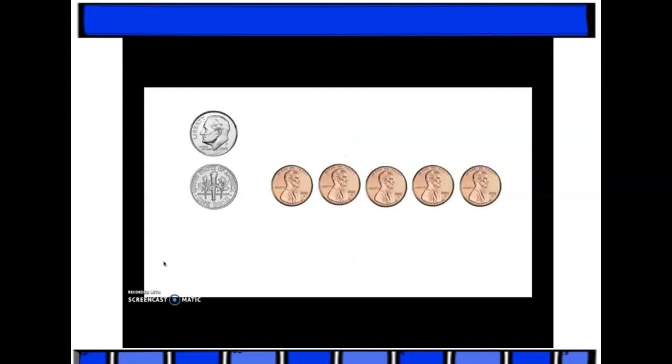All right, let's try that again. This time I have 2 dimes and 1, 2, 3, 4, 5 pennies. How much money do I have right there, friend? Yeah, you got that right. It's 25. Good job. Now what if I do 1 less?